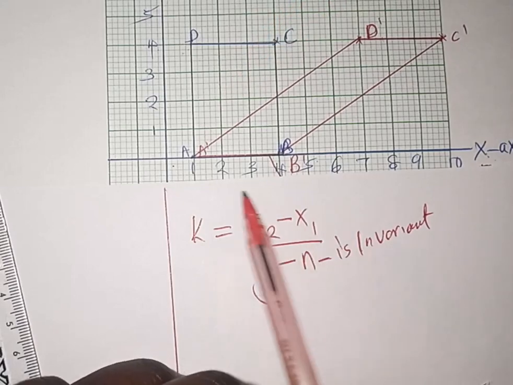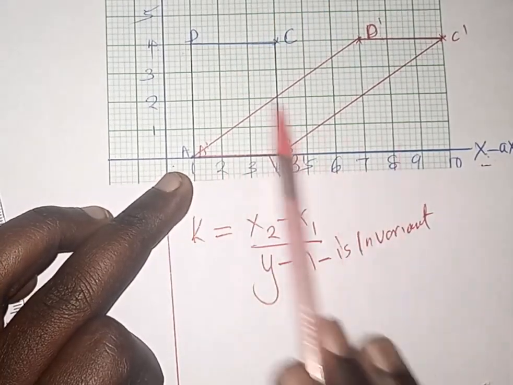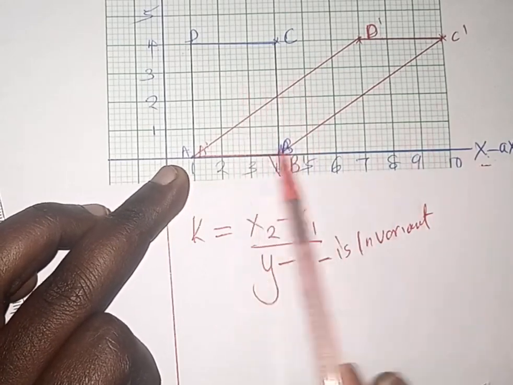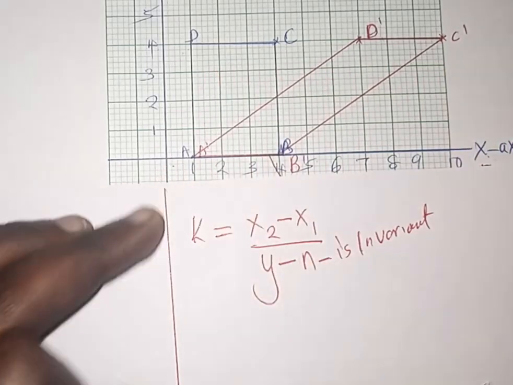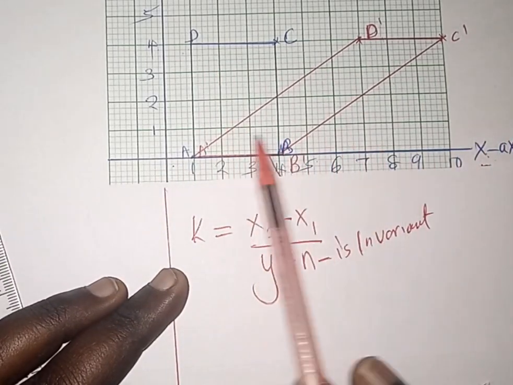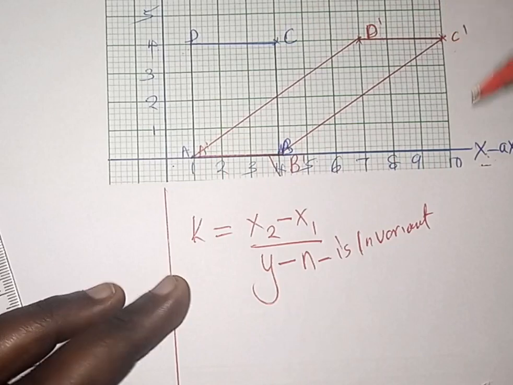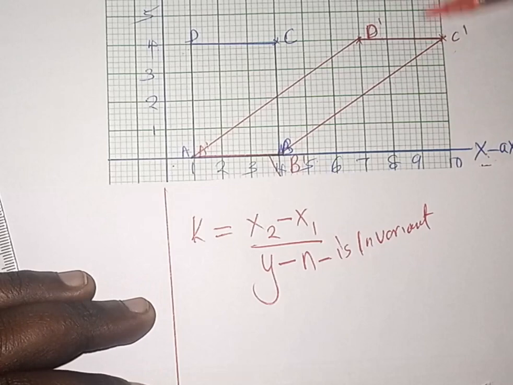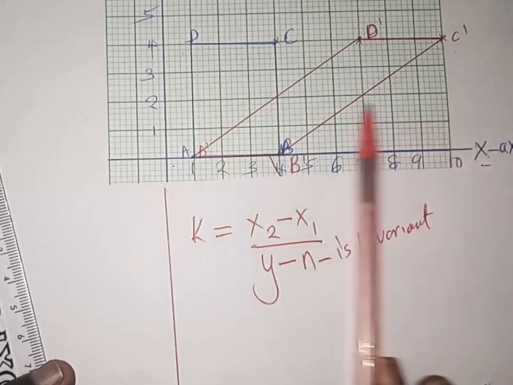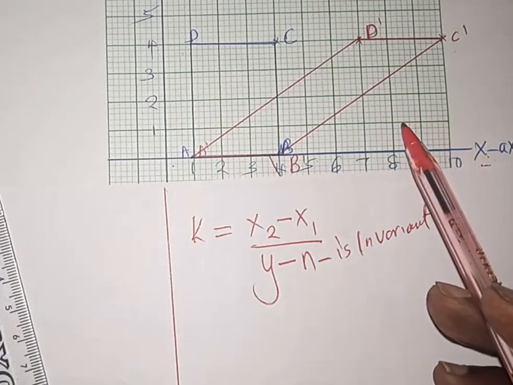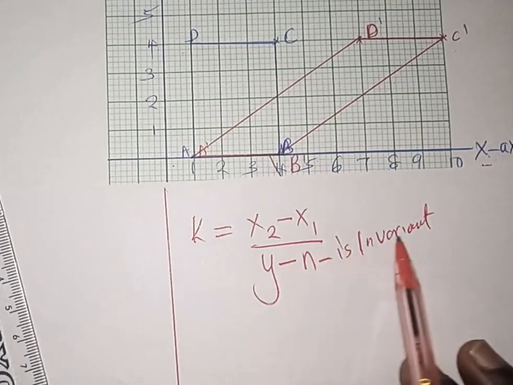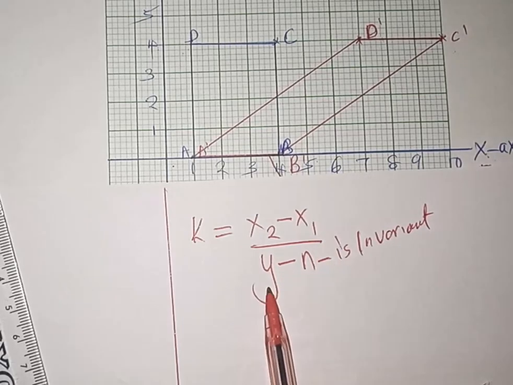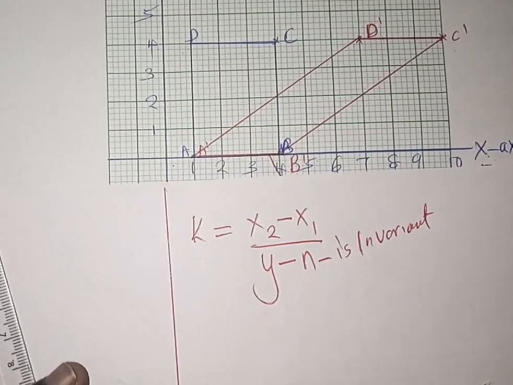The points that are not on the invariant line must move in a direction that is parallel to the invariant line. And in this case, these points are moving in this direction, where you can see clearly that it's only x values that are changing. Y values are not changing because Y values are supposed to change when you move either upwards or downwards. But when you move left or right of the x-axis, then the values of x are the ones that are changing. That's why we do x2 minus x1 all over y minus n, where n is the invariant line.